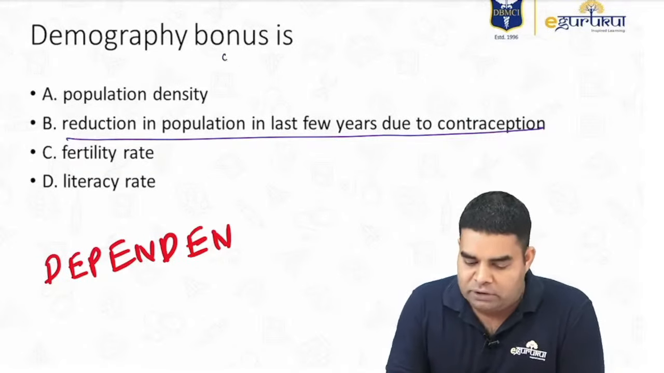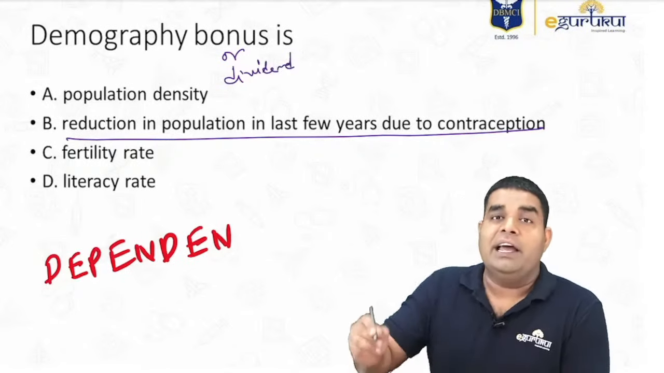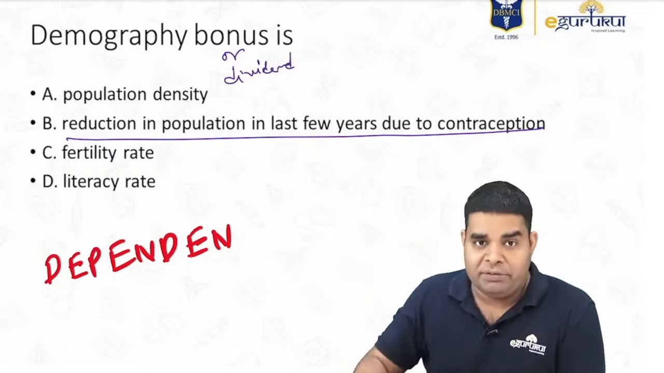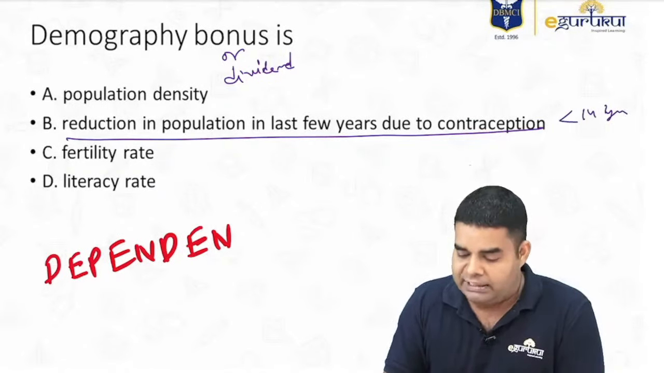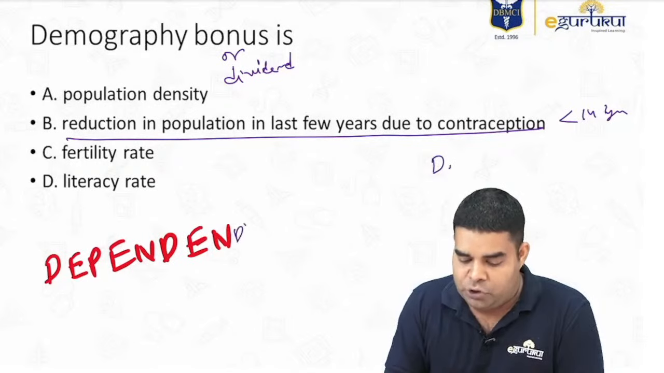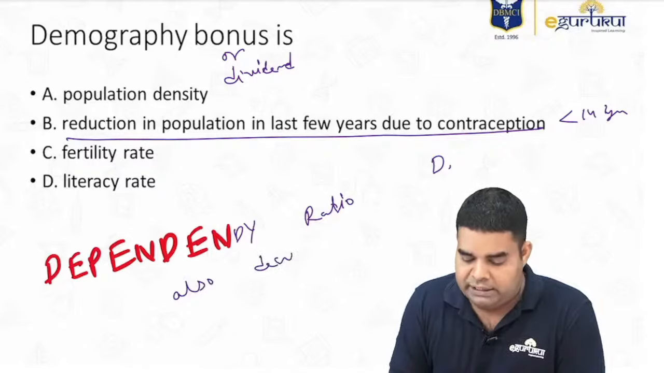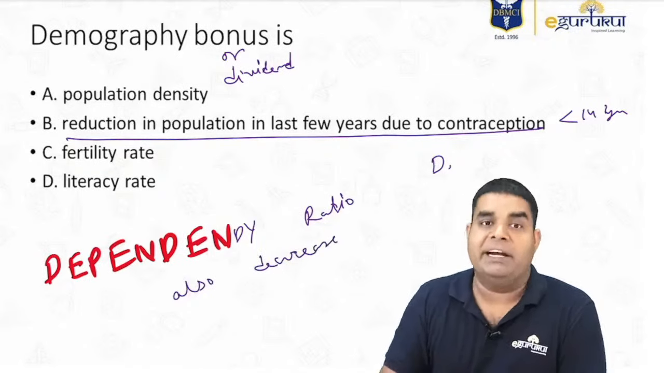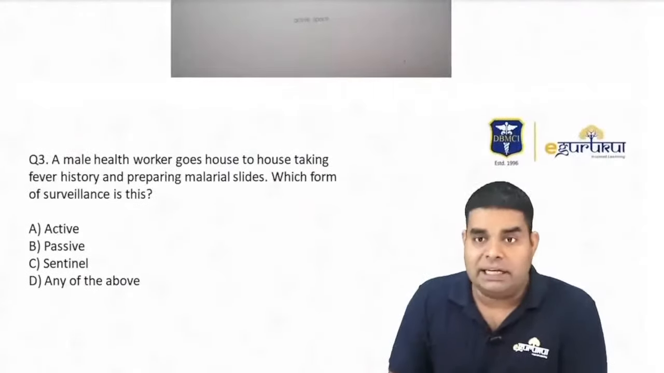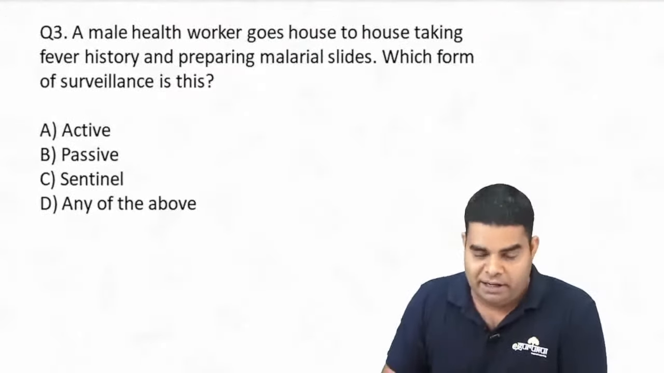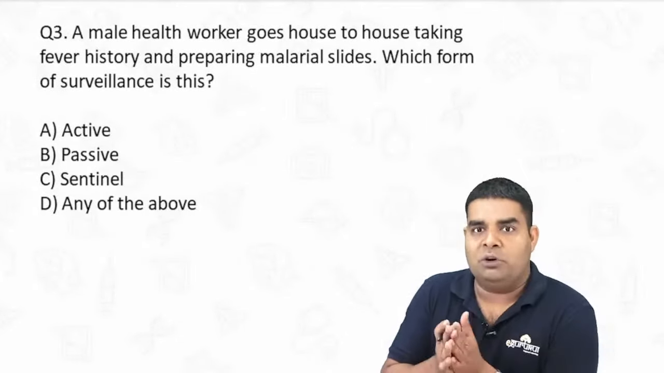So demographic bonus or demographic dividend means we are decreasing the population by using contraceptives, and because we are decreasing the population of children less than 14 years, as a result the dependency ratio also decreases. Why does it decrease? Because now we have fewer people who are dependent and more people who are earning. So that is the concept of dependency ratio. Hope it is clear.